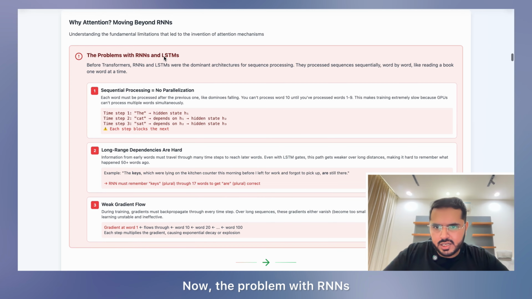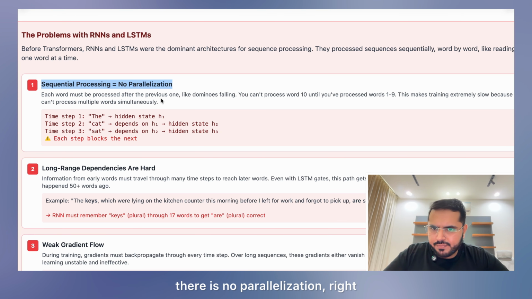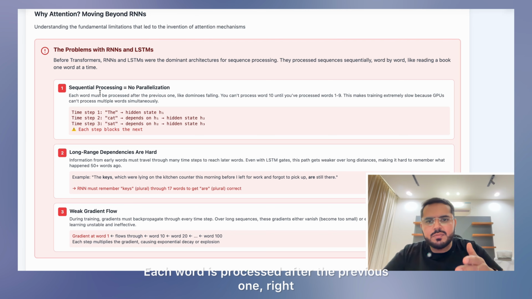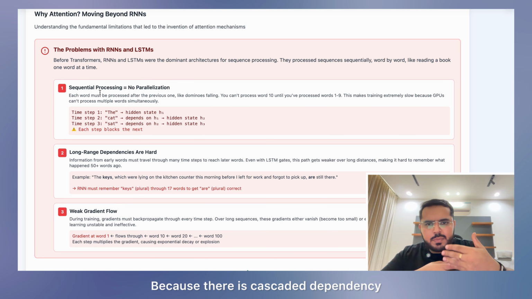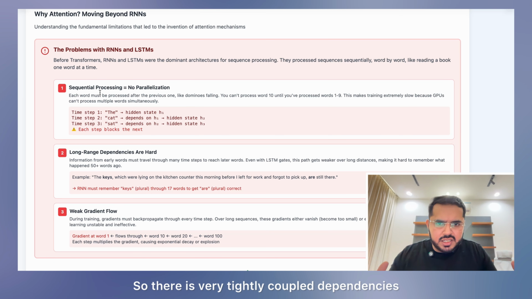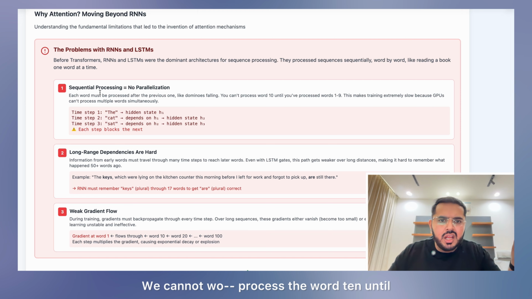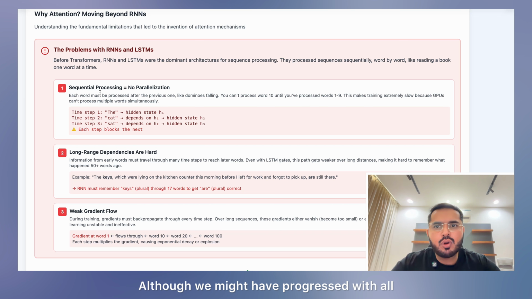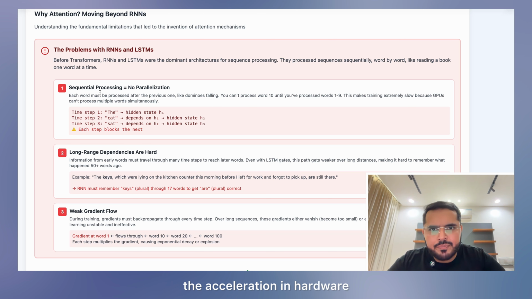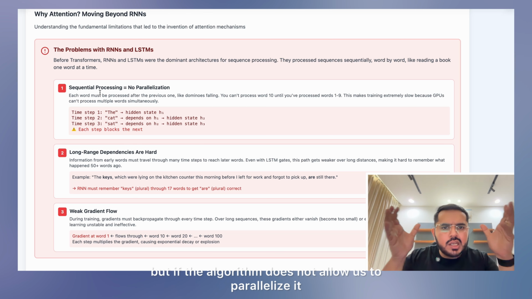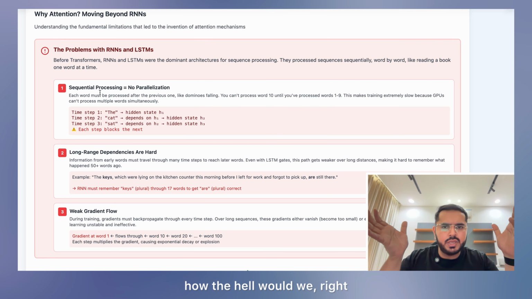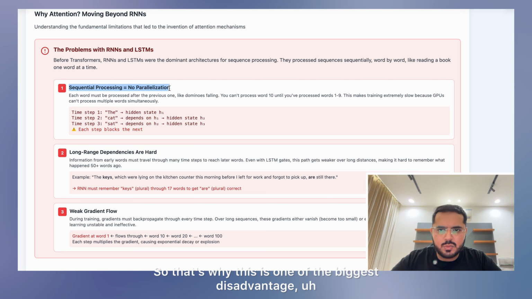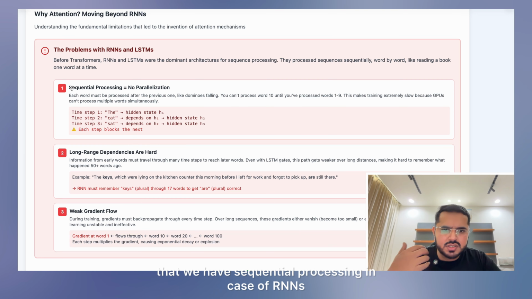Now the problem with RNNs, as we discussed, is that since everything is sequential, there is no parallelization. Each word is processed after the previous one because there is cascaded dependency, very tightly coupled dependencies. We cannot process word 10 until we have processed words 1 to 9. That's why it's very difficult to parallelize. Although we have progressed with all the acceleration in hardware, and we might have the best GPUs, if the algorithm does not allow us to parallelize it, it doesn't help. That's one of the biggest disadvantages: sequential processing in RNNs.